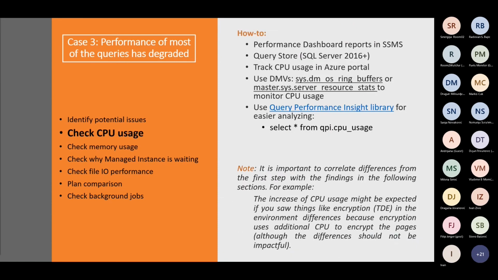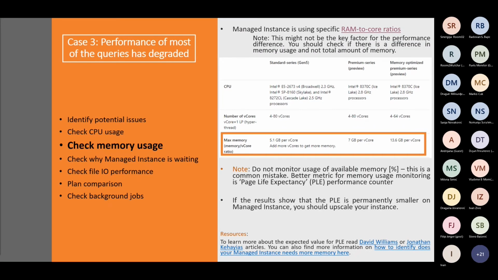I would say that we should note here that sometimes it's important to correlate differences from the first step with the findings in the following sections. The increase of CPU usage might be expected if you see things like encryption in the environment differences, because encryption uses additional CPU to encrypt the pages. So try to find the correlation of all the findings you are getting.